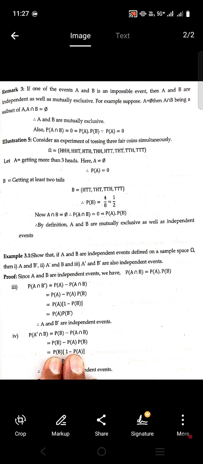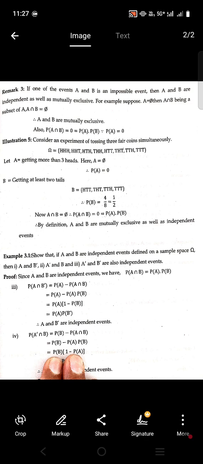And also the probability of event A intersection B equals 0, which equals probability of A times probability of B, since probability of A equals 0. That is, we have just noted that A and B are mutually exclusive.